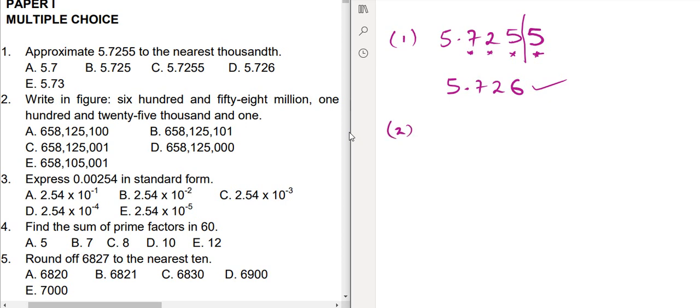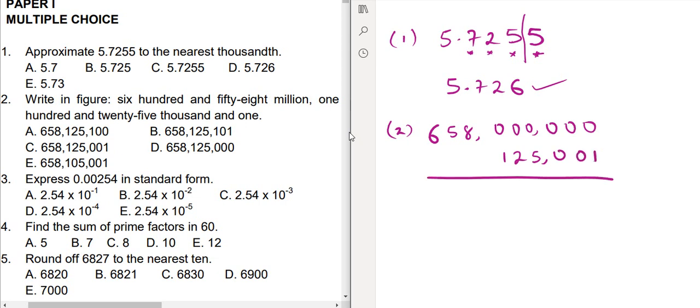Number 2. The figure 650,135,001. 658 million, right? Yes, sir. 125,000 and 1. Okay, so that's 10052111856. Option C. Option C, yes.